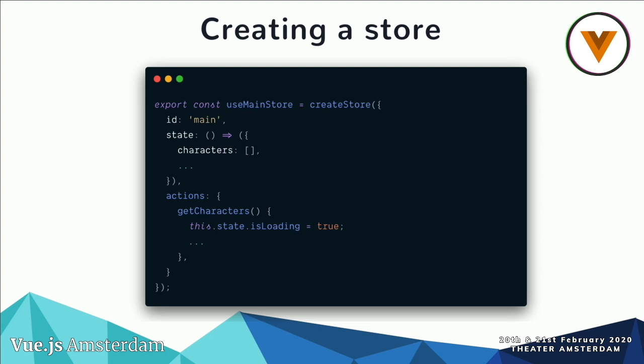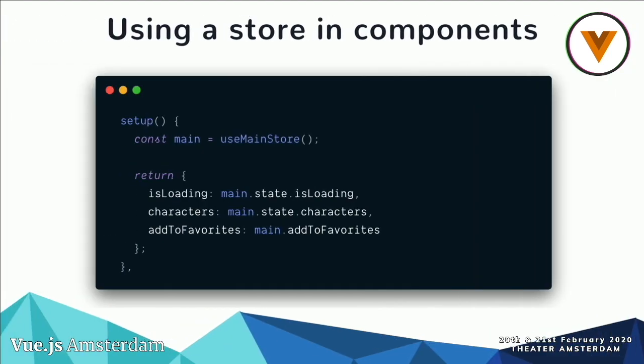You will have a state. And it's actually very similar to what Vuex has, right? You can have a state with some characters, and you have actions where you mutate this. And after this, when you have a setup function in your component, you can simply use the main store you just created. And then you do something that is really similar to mapping state and actions in Vuex. You just return your properties as main properties.